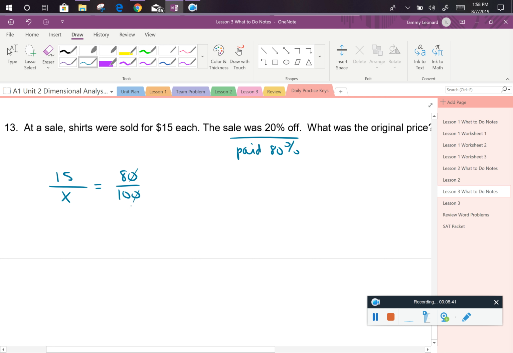First, dropping the zeros, we can still reduce a little bit further to 4 over 5, making our math just a bit simpler. So 4x is equal to 75. And if we divide both sides by 4, we'll get the original price of $18.75.